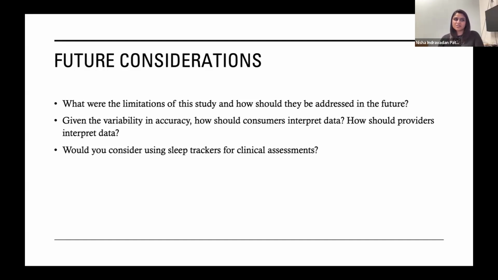Now, my question to you guys is, I know the article mentions that these devices could be promising in the future. What do you guys think? Given the variability and the accuracy, how would you tell your patients to interpret the data? I tell them it's a good start.